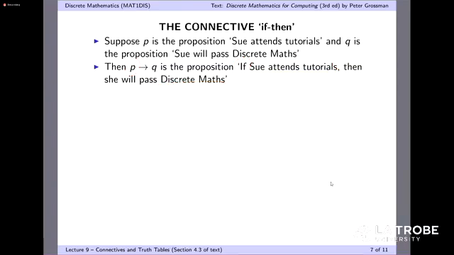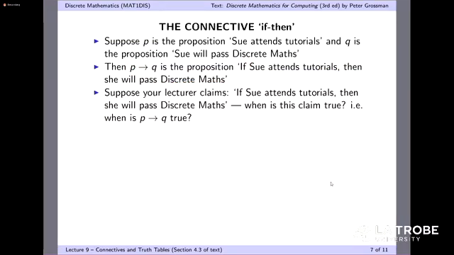Right. Let's move on. So we were here. Suppose your lecturer claims, we've done all this discussion, so I'm skipping it.